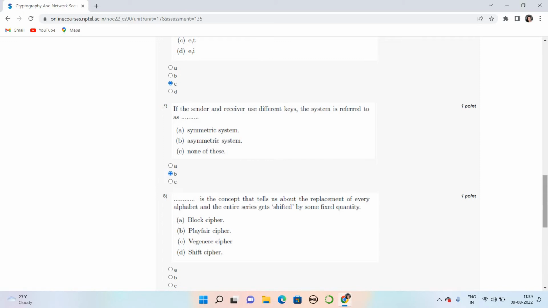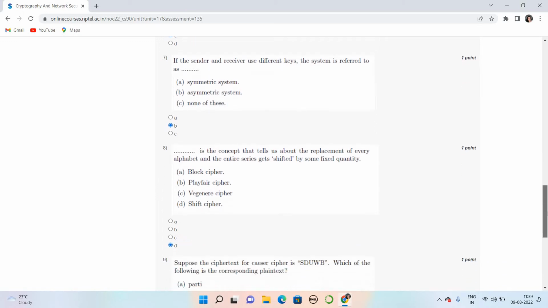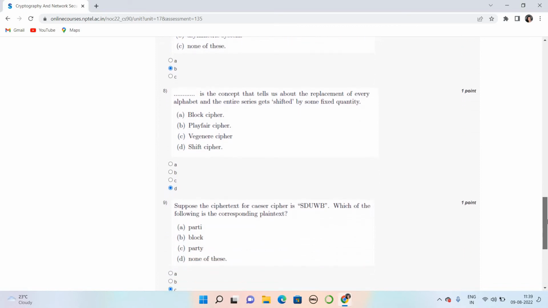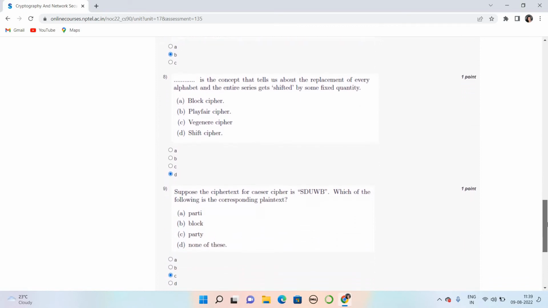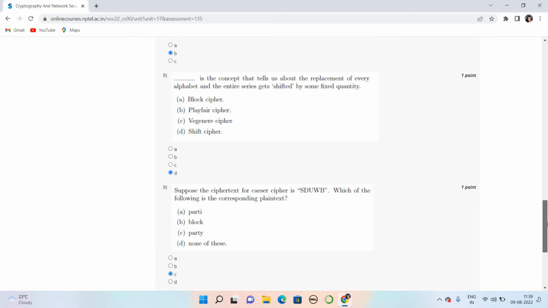Now, question number 8. Dash is the concept that tells us about the replacement of every alphabet, and the entire series gets shifted by some fixed quantity. For this, the answer is shift cipher. It is the concept of shifting by some fixed quantity. So this is shift cipher. The answer is D for question number 8.